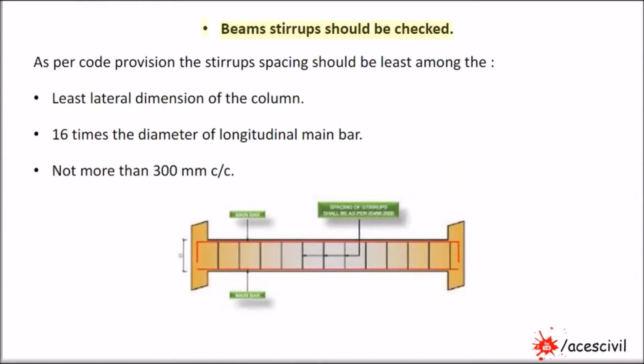Beam stirrups should be checked. As per code provision, the stirrups spacing should be the least among the least lateral dimension of the column, 16 times the diameter of longitudinal main bar, and not more than 300 mm c/c.